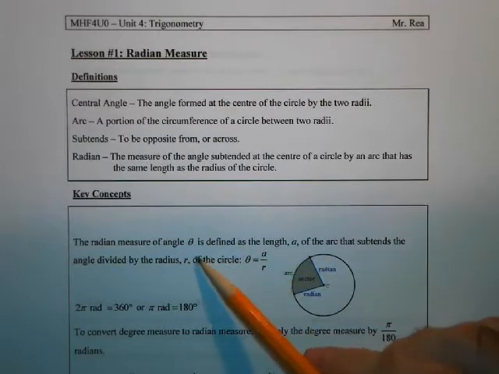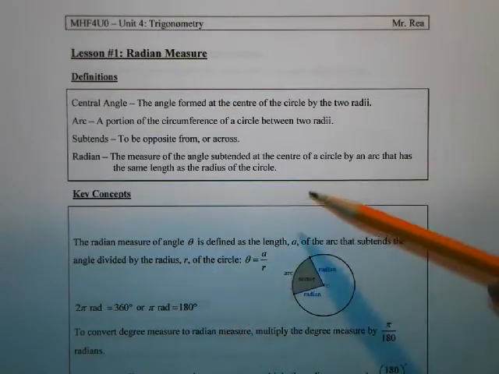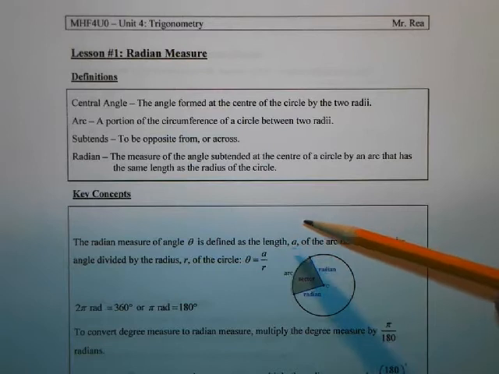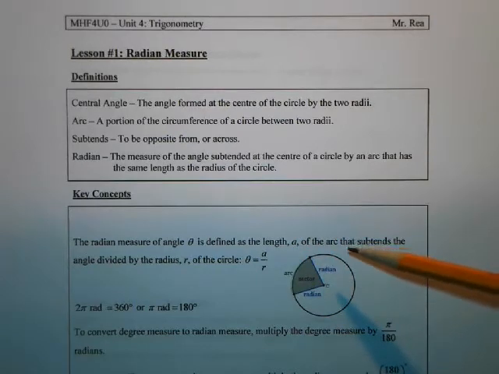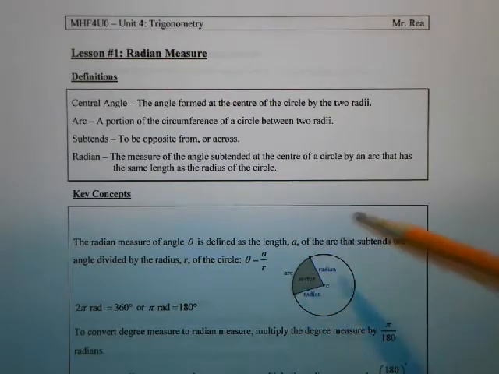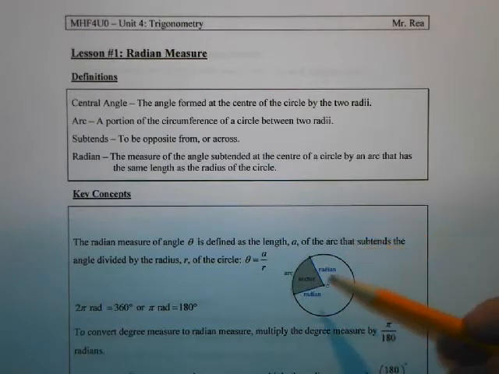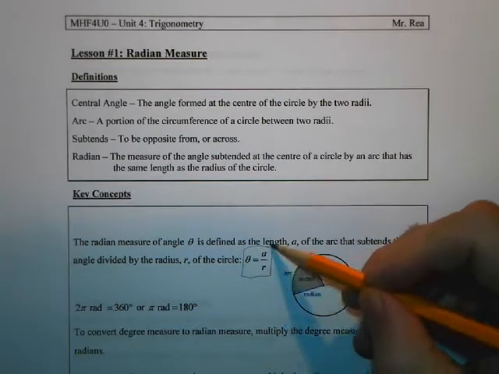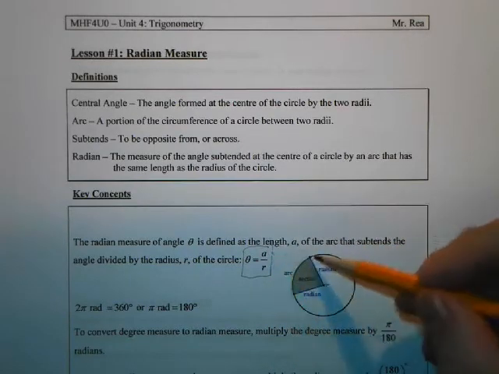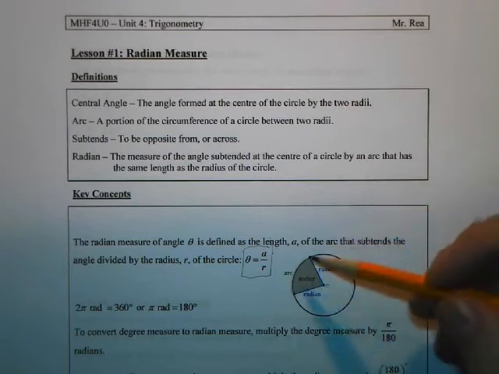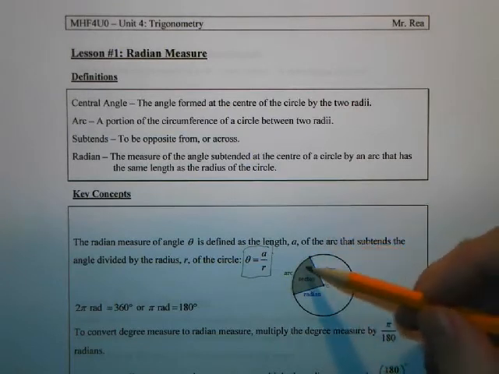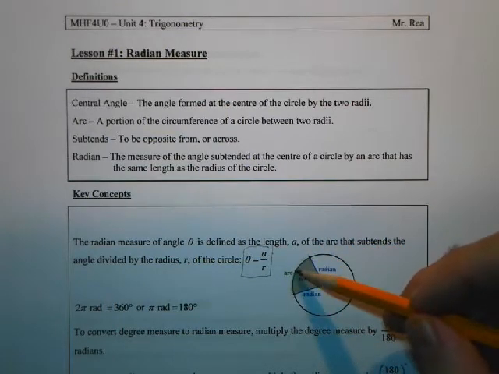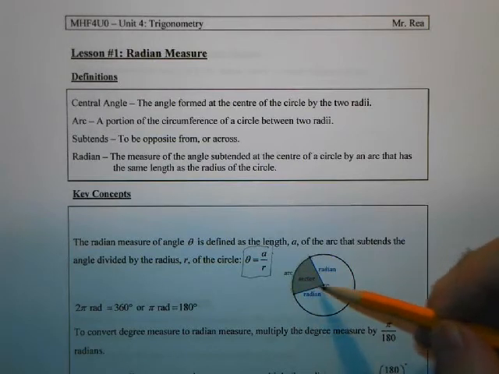So when I read this key concept here, the radian measure of angle theta is defined as the length A of the arc that subtends the angle divided by the radius of the circle. So this is actually a formula here that we're going to use to calculate the arc length. But the verb subtends, we talk about this arc subtending from the angle.